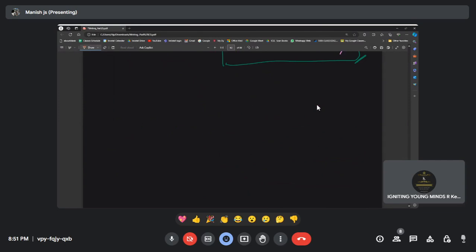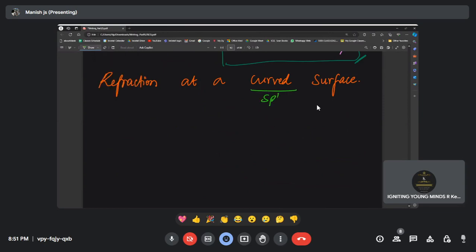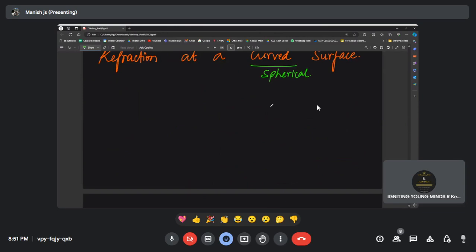Now we are moving on to the next part, which is refraction at a curved surface. I mean to say a curved spherical surface. Curved in the sense that it is spherical. So what happens when refraction of light takes place at a curved spherical surface?